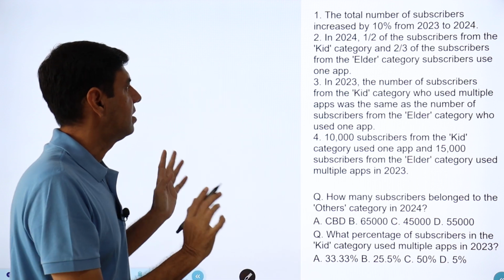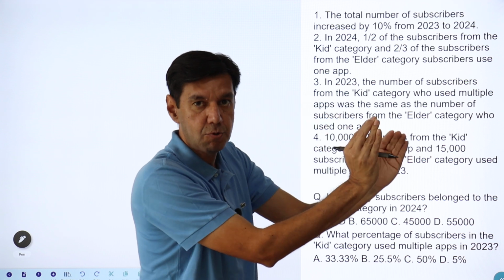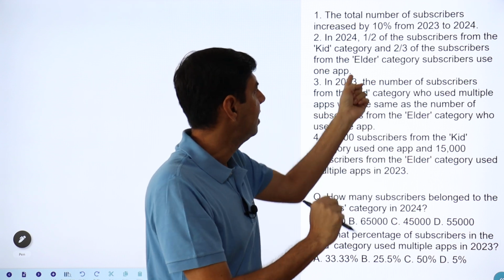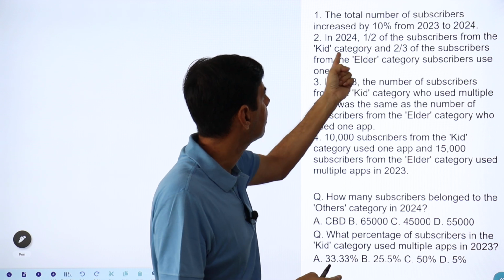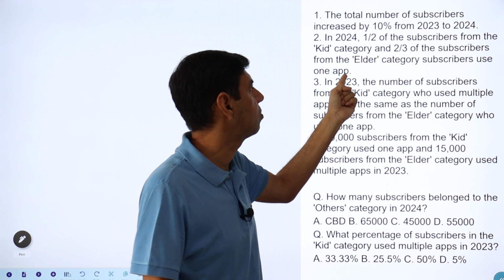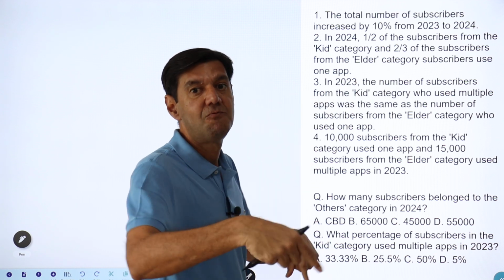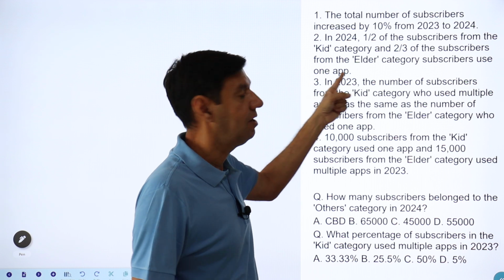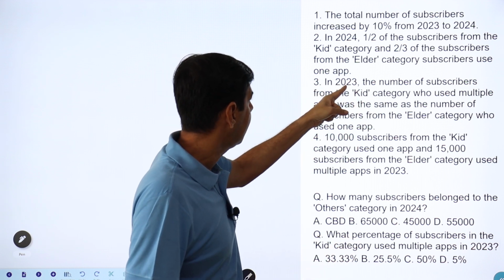Okay, so kids, so look here, so this comparison is about 2024. Kids, elders, one app, more than one app. So if half of the subscribers are using one app, the remaining half will use more than one app. If 2/3 of the elders are using one app, 1/3 of the elders, the remaining, will use more than one app. And I guess that same is given here for 23.